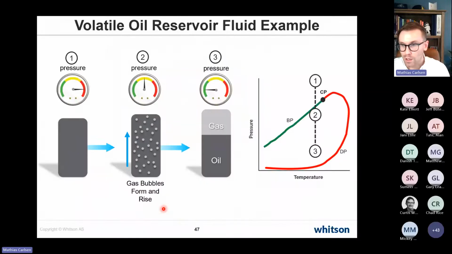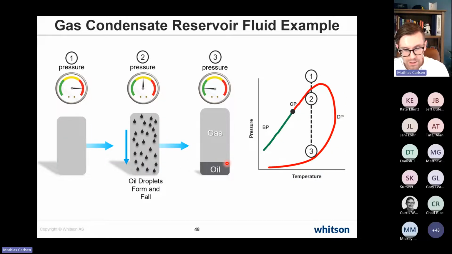So to summarize this, if you look at a volatile oil, initially you're 100% liquid. You go below the saturation pressure and gas bubbles form and they rise, and you have a free gas phase and a free oil phase. And typically the gas is more mobile than oil in general. For a condensate, the opposite is happening: above the dew point it is 100% gas. As you go below the dew point right there, condensate droplets form and they fall. And then if you stabilize this at some lower pressure, there'll be a free gas phase and a free oil phase. Many times the mobility of that oil phase is extremely, extremely low.